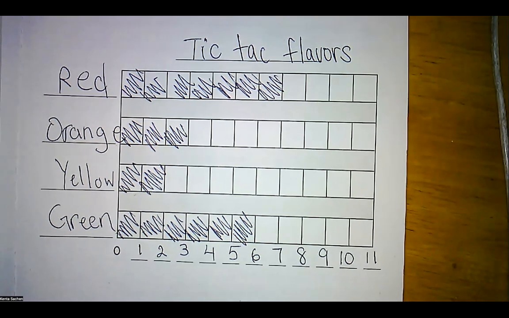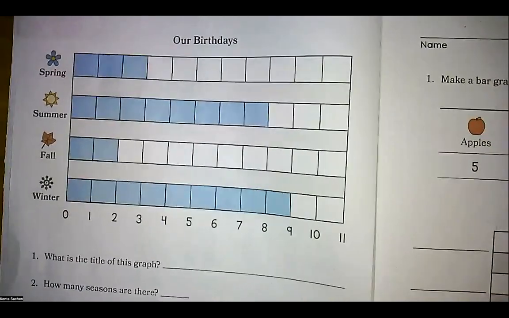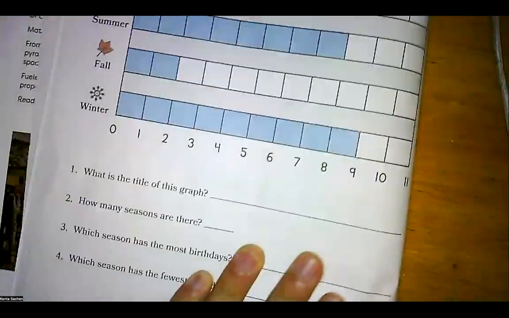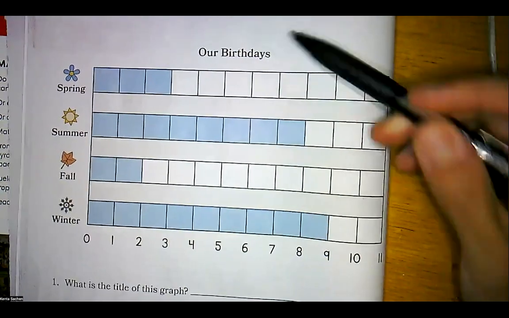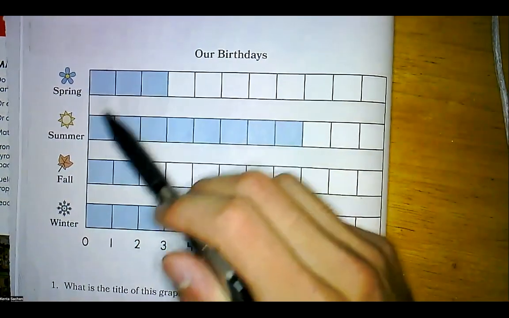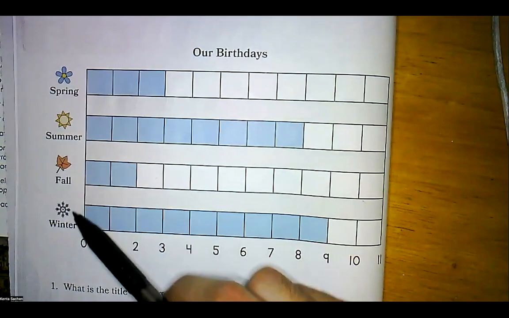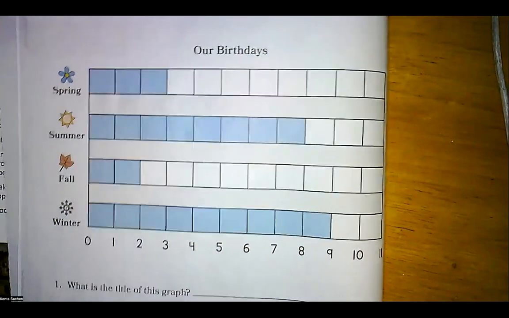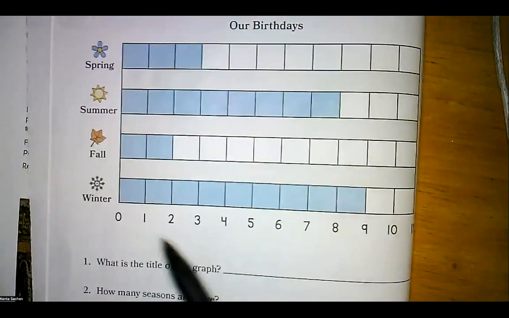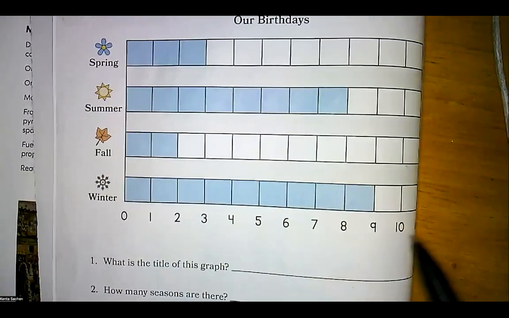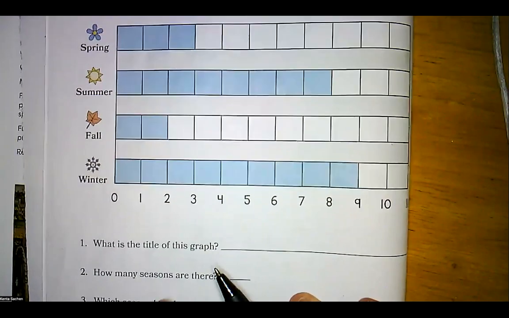Good. Now let's turn to the next page and we can get a little bit of practice answering some questions. Okay, so this graph's title says our birthdays, right? And there are some spring birthdays, summer birthdays, fall birthdays, and winter birthdays. Okay. And this might be the number of students that have each birthday, it looks like.